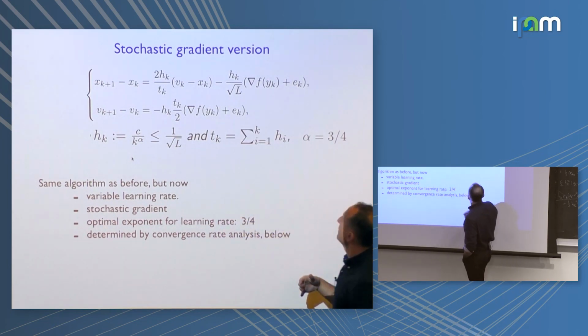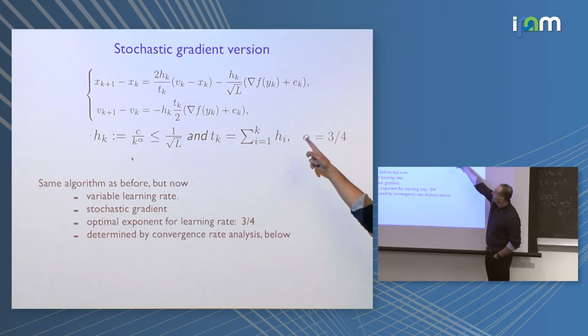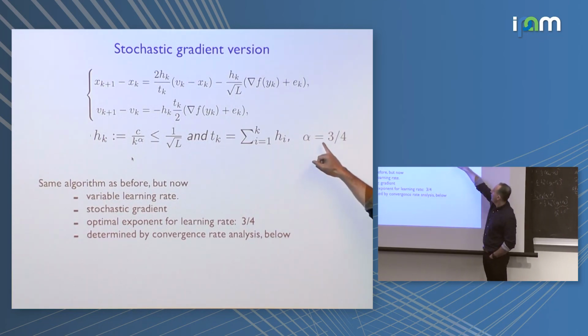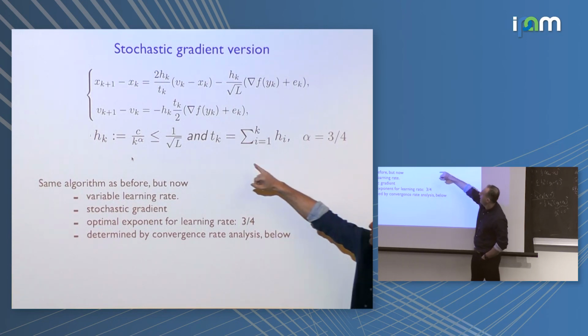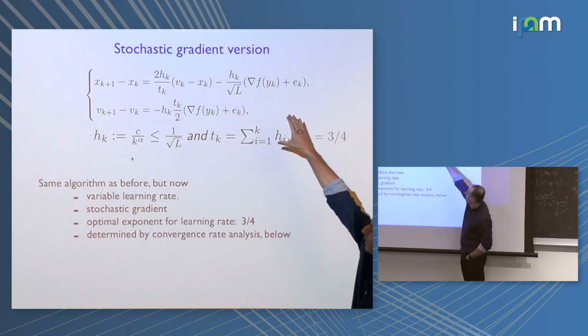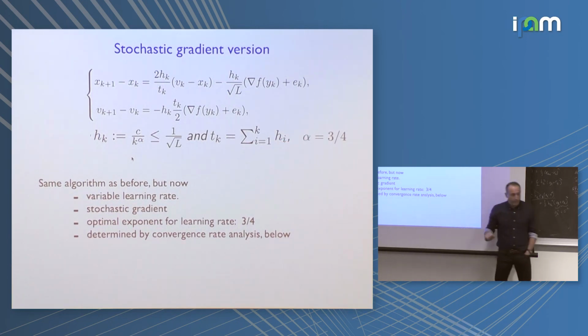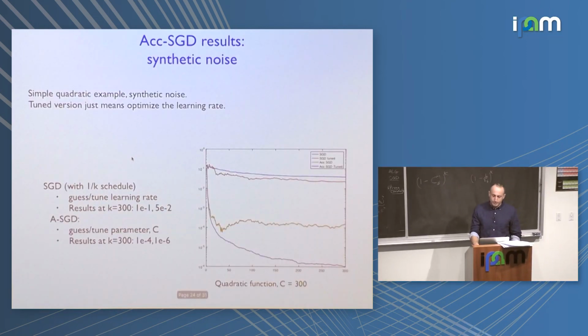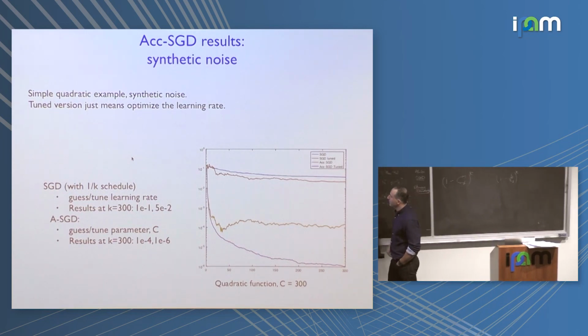And what we found is, so this is for the convex case. Normally in the convex case, you have a square root scaling. The optimal scaling is a power of 3/4, which is faster. And so you add up the times. That's your algorithm. It's a variable learning rate stochastic gradient with this weird exponent. And here's what happens. And this is robust.